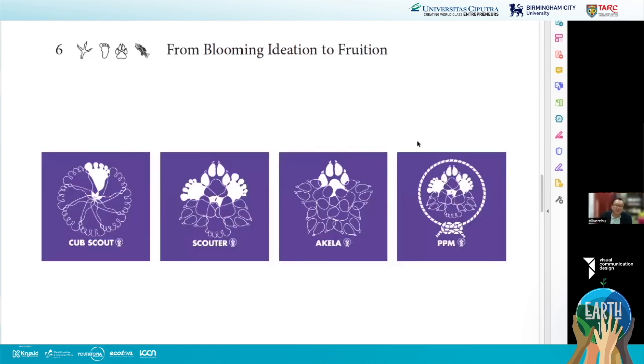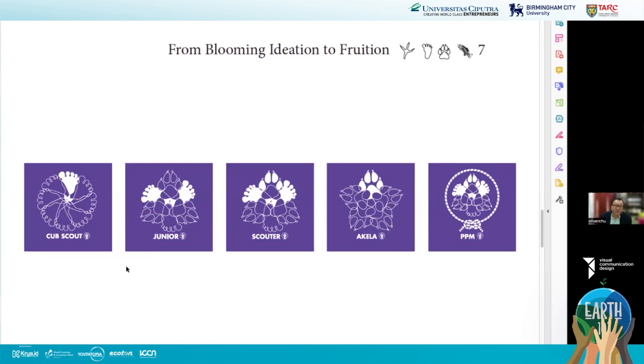Previously, when we ran the camp, we had the attendance of the Cub Scouts, the scouters who help the Akela, the leader, to run the camp. And of course, we have the VIPs, the parents, or volunteers that can help. These are the four groups of people, some may call them stakeholders. For this social campaign to be successful, we need to make it much more strategic, so we expand it more.